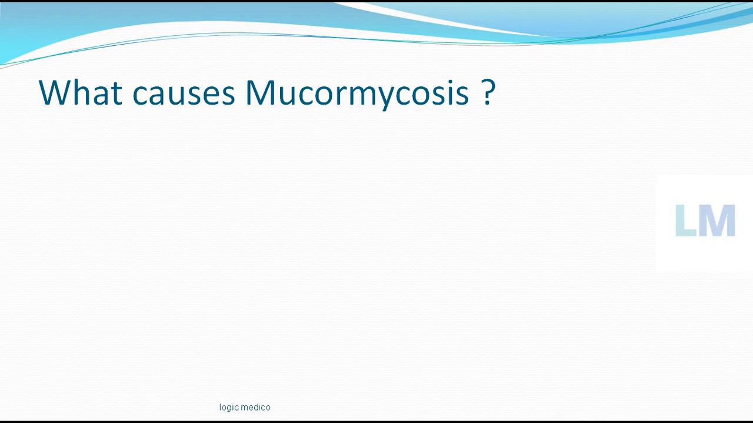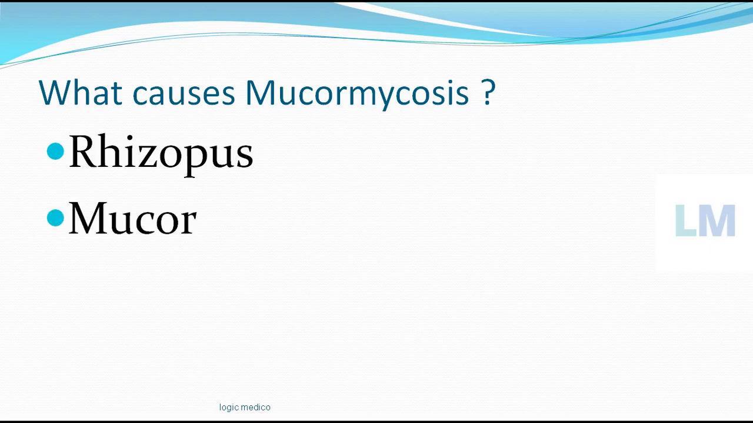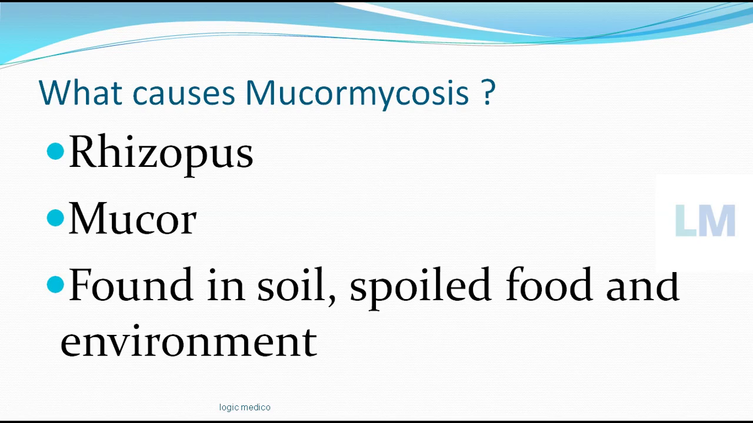What causes mucormycosis? It's mainly fungi belonging to these two genera, the Rhizopus species and the Mucor species. So there are two types of fungus here, the Rhizopus and the Mucor species. They are usually found in soil, spoiled food, and in the environment. So they are freely available in the environment, especially in the soil.